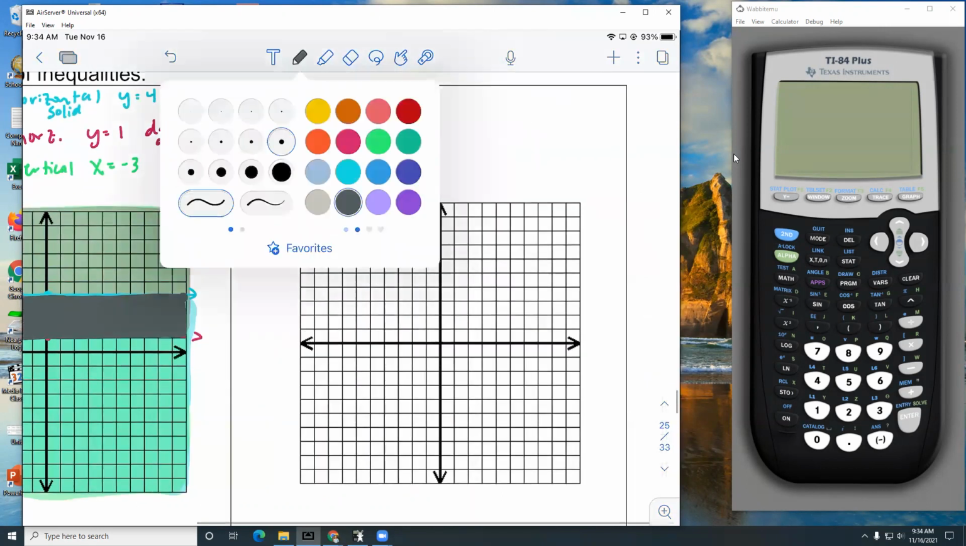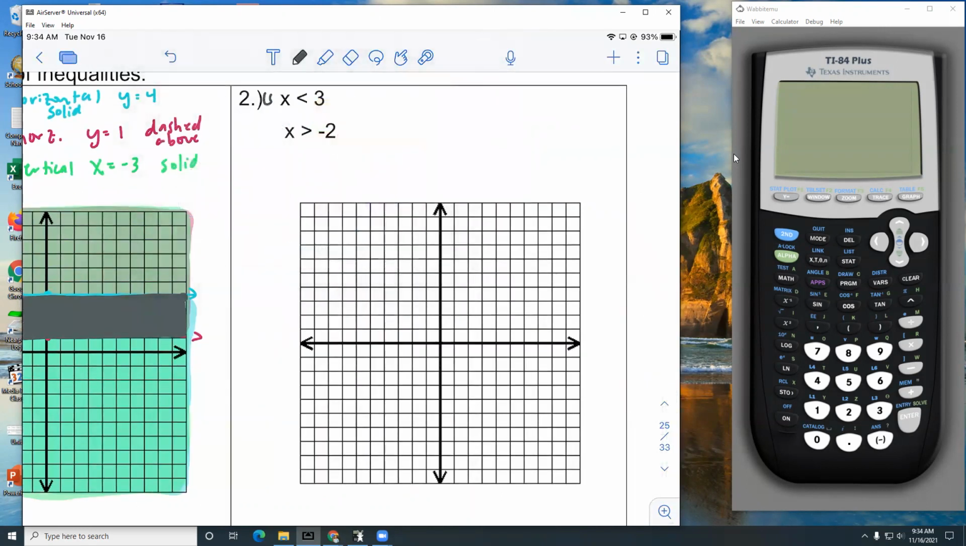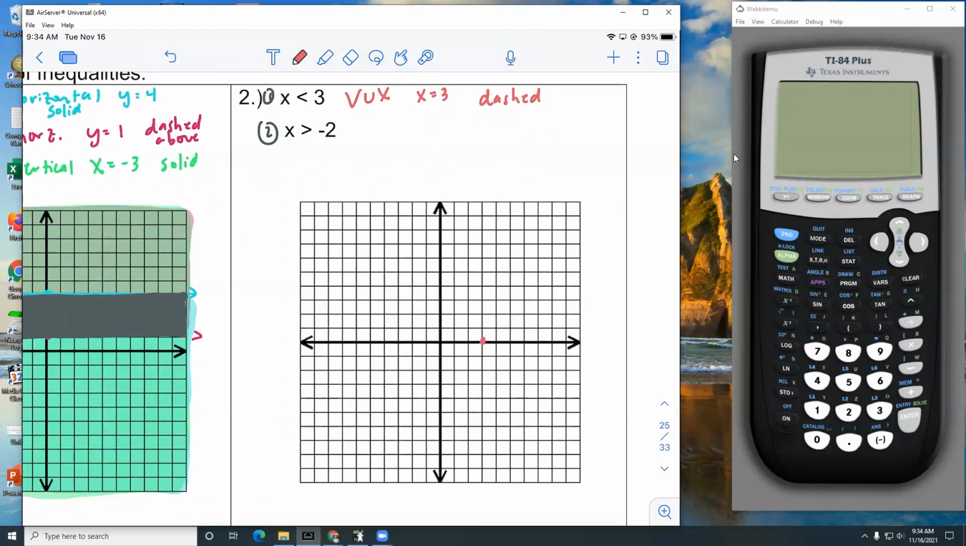All right, do the same thing for number 2. For number 2, I've got equation 1, I've got equation 2. They are both special cases because they both just have x's. So the first one is going to be a Vux where x equals 3, right? It's going to be a dashed line since it is a less than sign. All right, so I'm going to go to x equals 3, and I'm going to draw in my dashed vertical line.